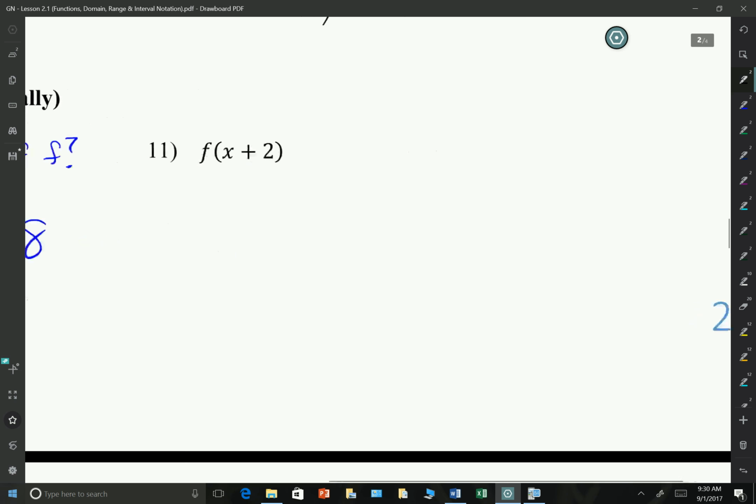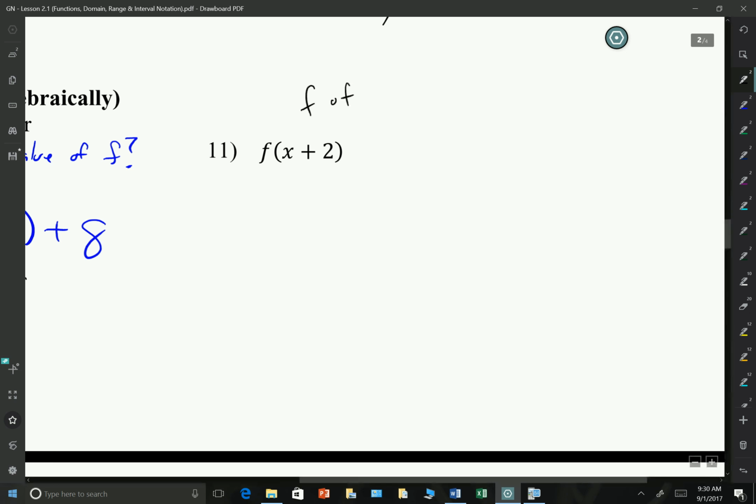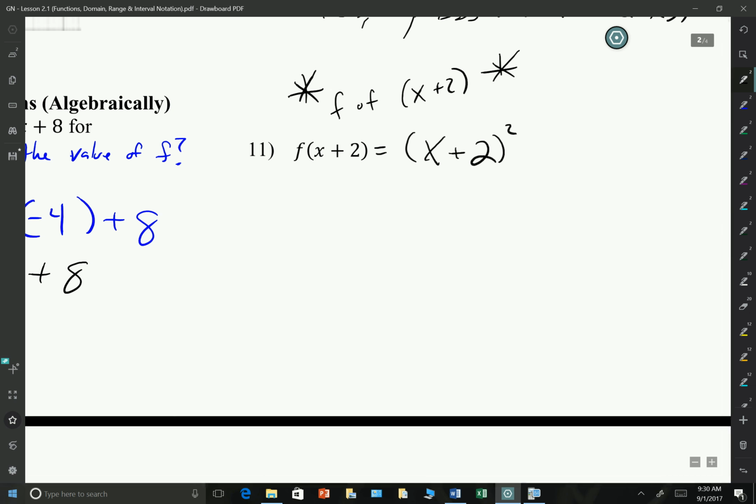But here's a weird one. f of x plus 2. This is the hardest you can get. Star this. This is the foundation to plugging everything in. This means instead of x squared, what am I going to do? x plus 2 squared. Instead of x, I'm putting x plus 2 in.